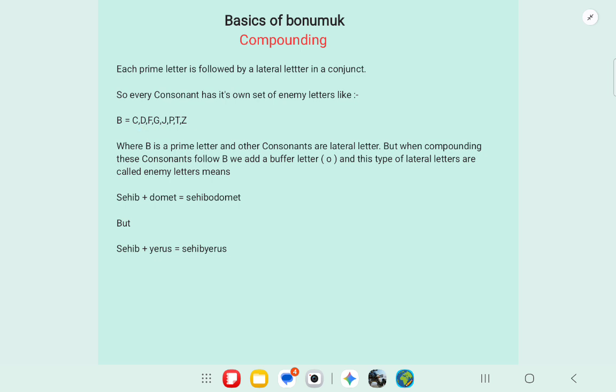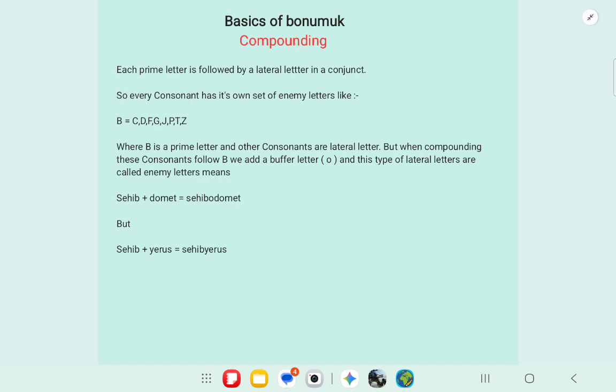Okay, like Sahib means master, plus Domet. Domet means home. It becomes Sahibo Domet. Why O is added? Because D is one of the enemies of B. So it is hard to pronounce, so we add O. But Sahib plus Yerus becomes Sahibierus. Why O is not added? Because B does not have enemy as Y, so it is joined as it is.